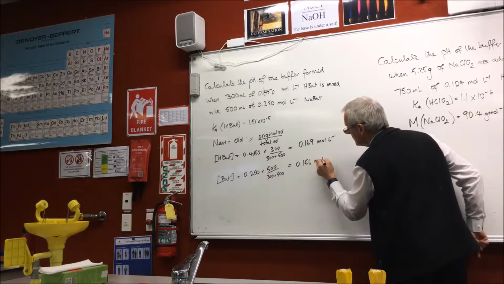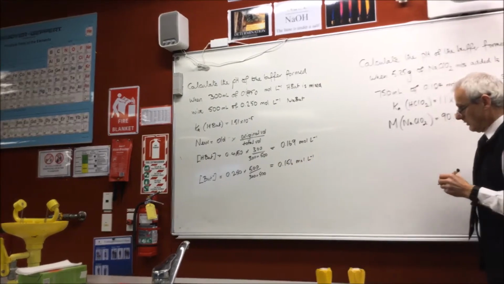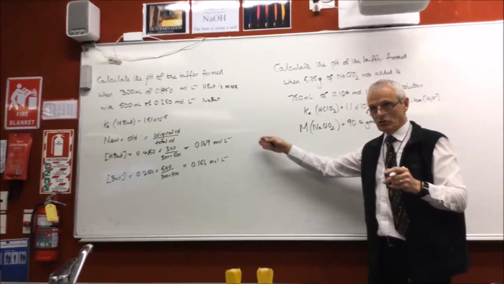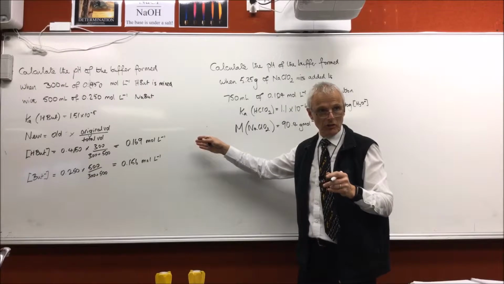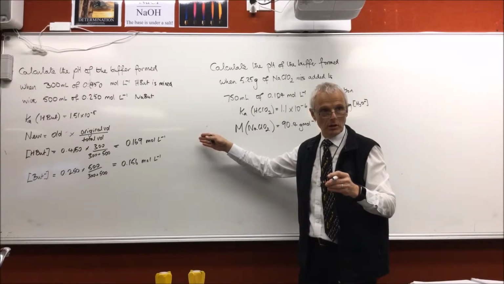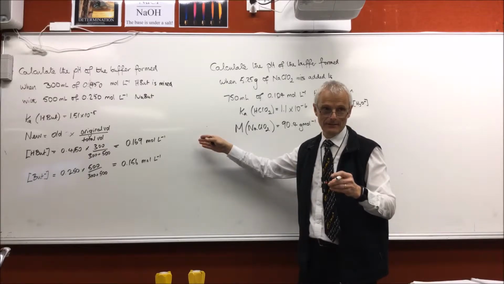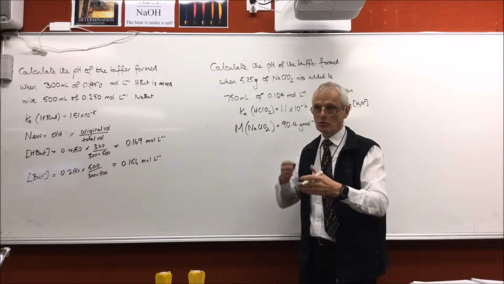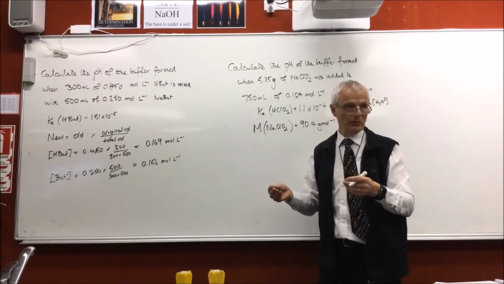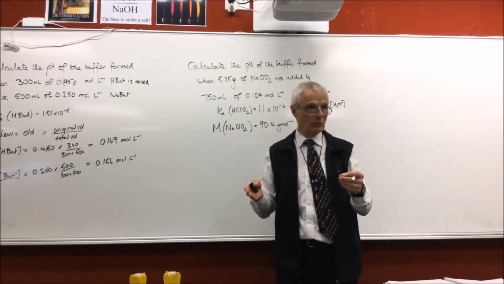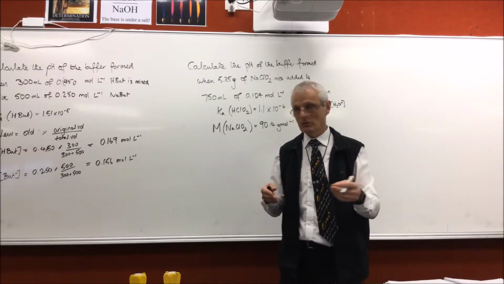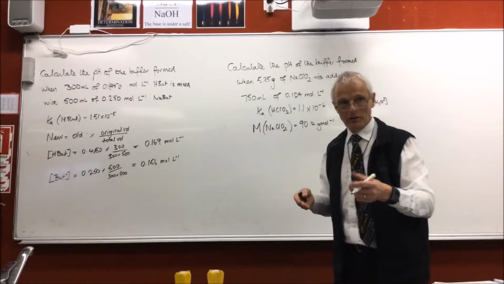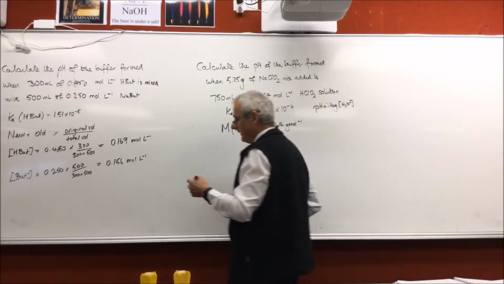0.156 moles per litre. Before we start, you can see they're very close to each other. If they had the same concentrations, what would be the pH? When you have equal concentrations of the acid and its conjugate base in a buffer, the pH is equal to the pKa. Remember that? You need to go back and look at the last instalment on YouTube.